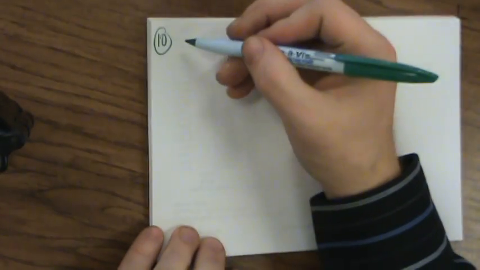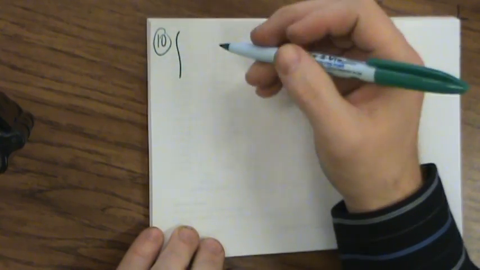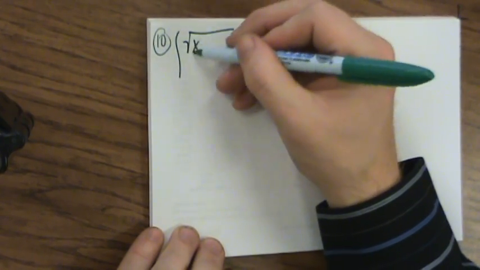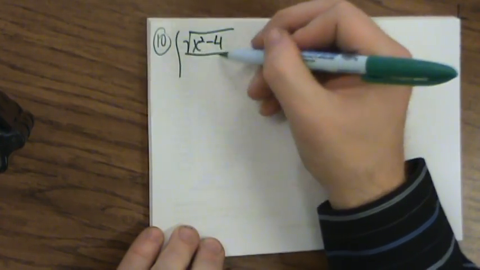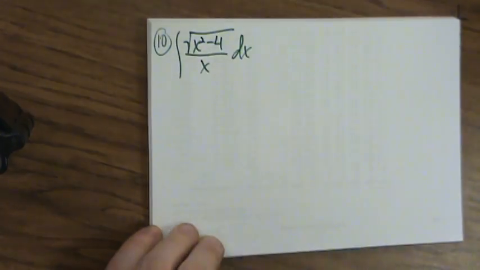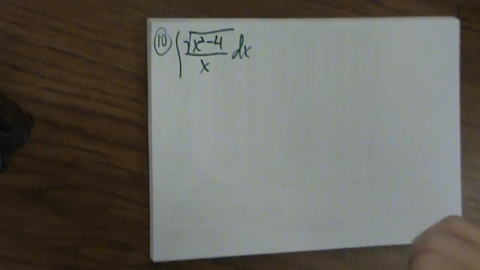Alright, let's get going pretty quickly here. Number 10 from 8.4, the integral of the square root of x squared minus 4 over x dx. So we need to make a decision about what trig function is going to get substituted in here.